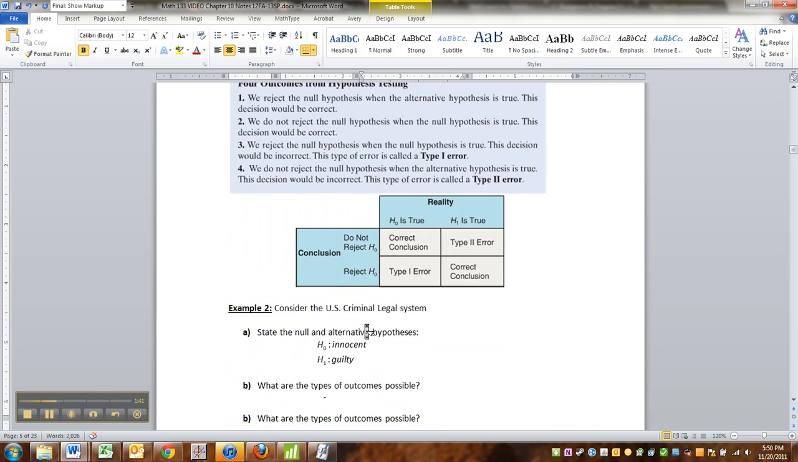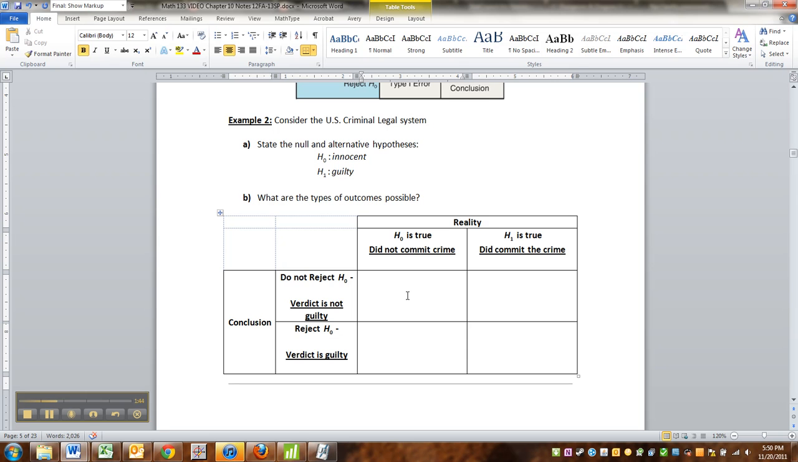I assume you are innocent unless I can prove it otherwise. The burden of proof is on the person that's trying to convict you, not on you. You are assumed to be innocent unless I can prove it otherwise. That's why the null hypothesis is innocent in the US. In Britain, I believe it's the other way. But anyway. Okay, so let's suppose you did not commit the crime and you get a not guilty verdict.